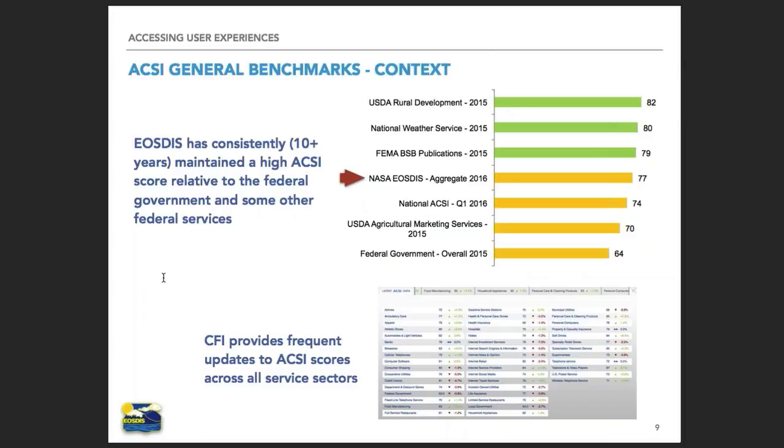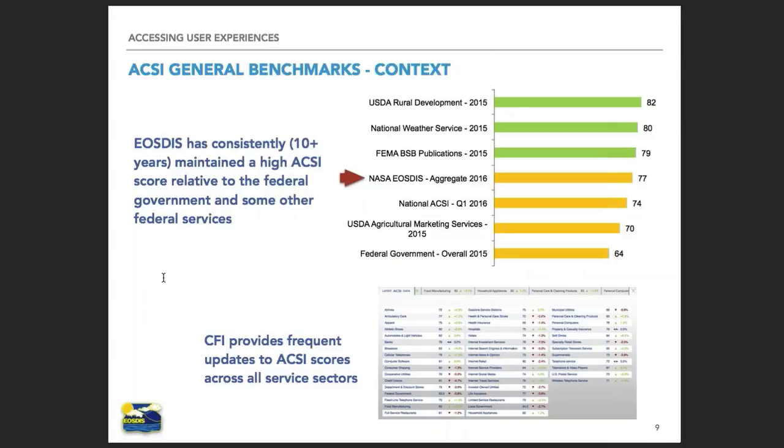We have over 7,000 respondents to the survey. That's quite a few. So, for instance, if you looked at the rural development, that is based on maybe 50 to 70 respondents as well. So, in fact, CFI likes dealing with us because our sample size is so much larger than a lot of the other groups on the federal side that they deal with as well.